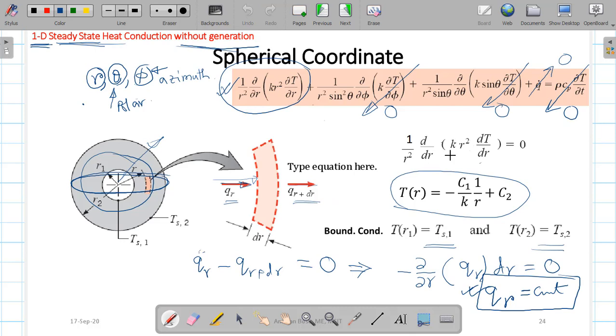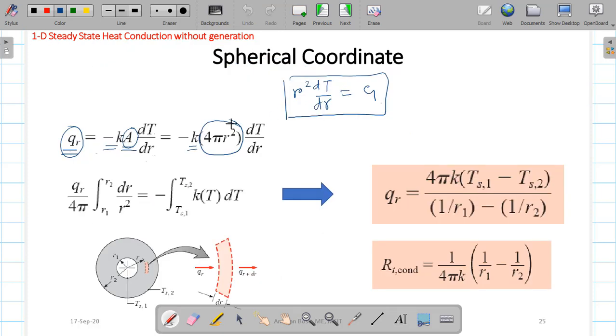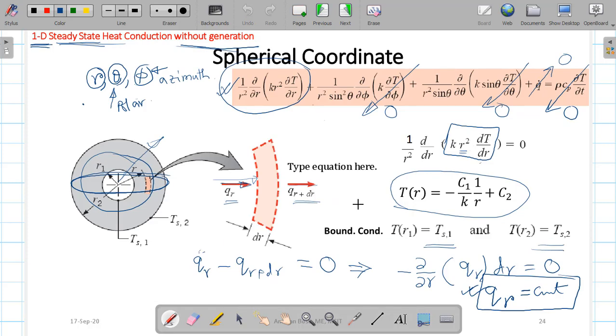If you see again here, we are getting the same thing, that r square into dT/dr is equal to a constant. If we consider it constant, then definitely we will get the same thing. So we are coming to the same differential equation, and by integrating it, we will get T is equal to minus C1 by r plus C2, and then we can solve using the boundary conditions. In this way we can find the temperature field.